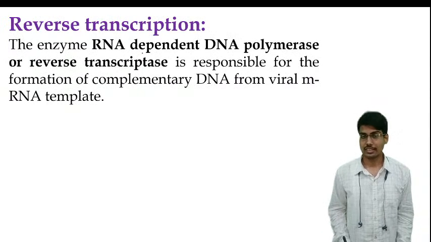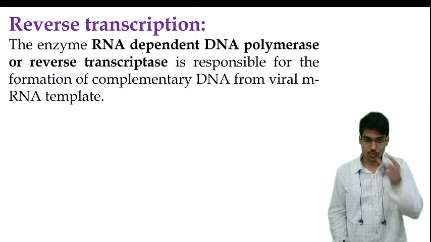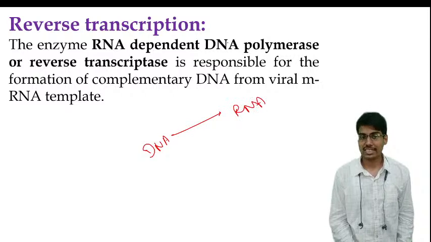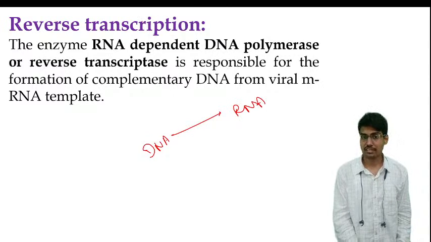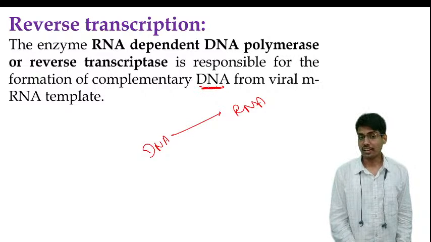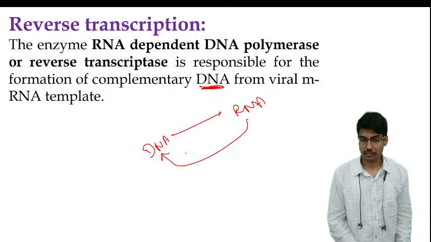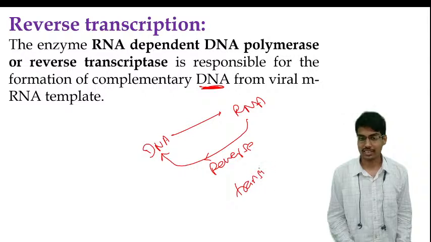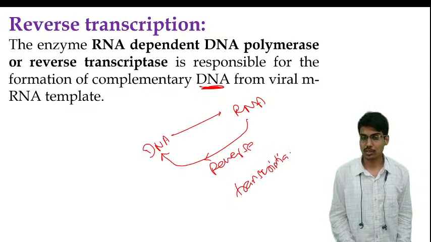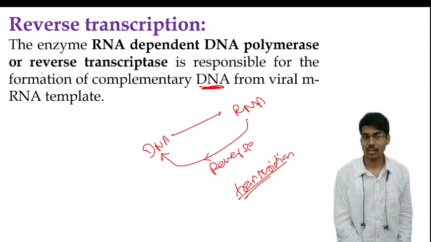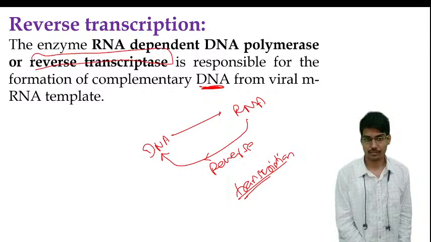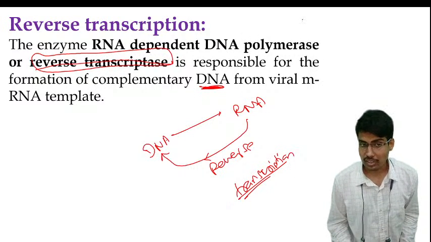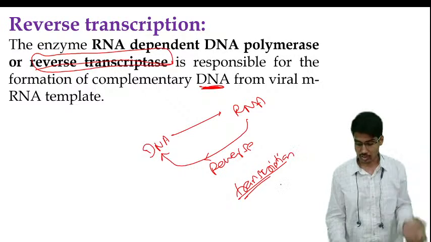And there is another concept, reverse transcriptase. What we have seen is that from the DNA, RNA was being formed. But in the case of reverse transcription, a complementary DNA is synthesized from this RNA. So that's why it is called reverse transcription. And the enzyme that is responsible for this reverse transcription is this reverse transcriptase. So this is also called RNA dependent DNA polymerase. So that is what happens in reverse transcription.